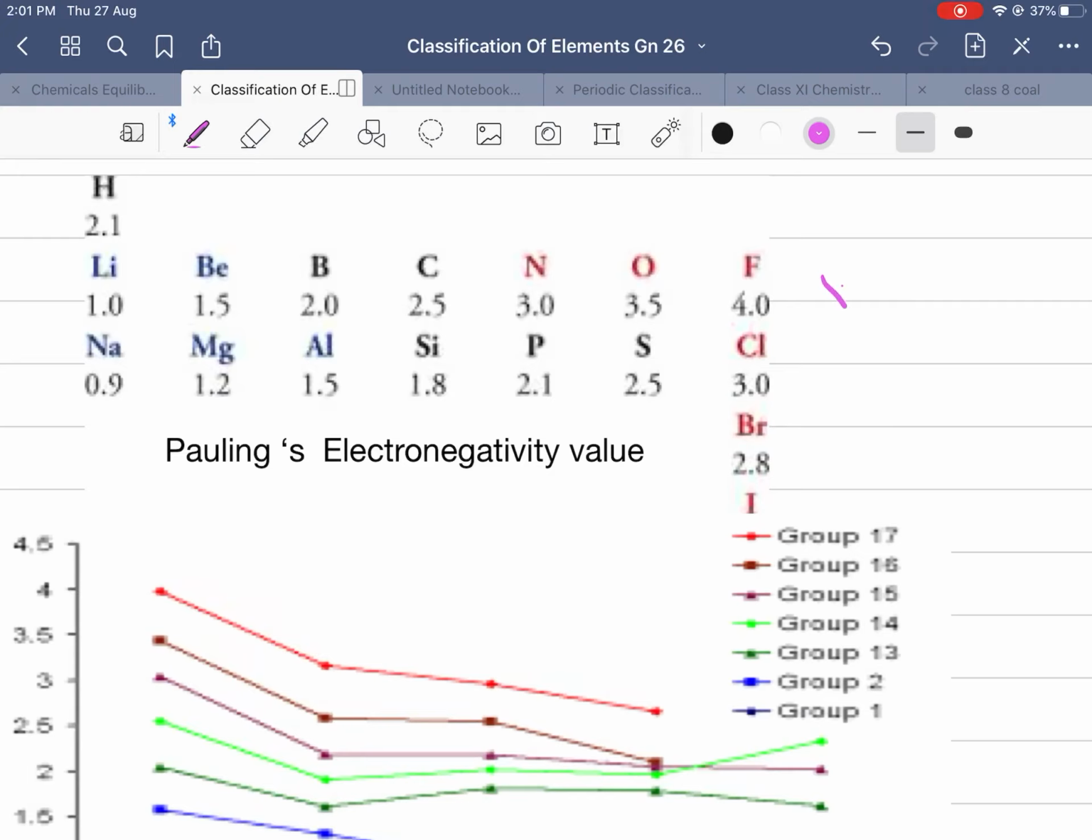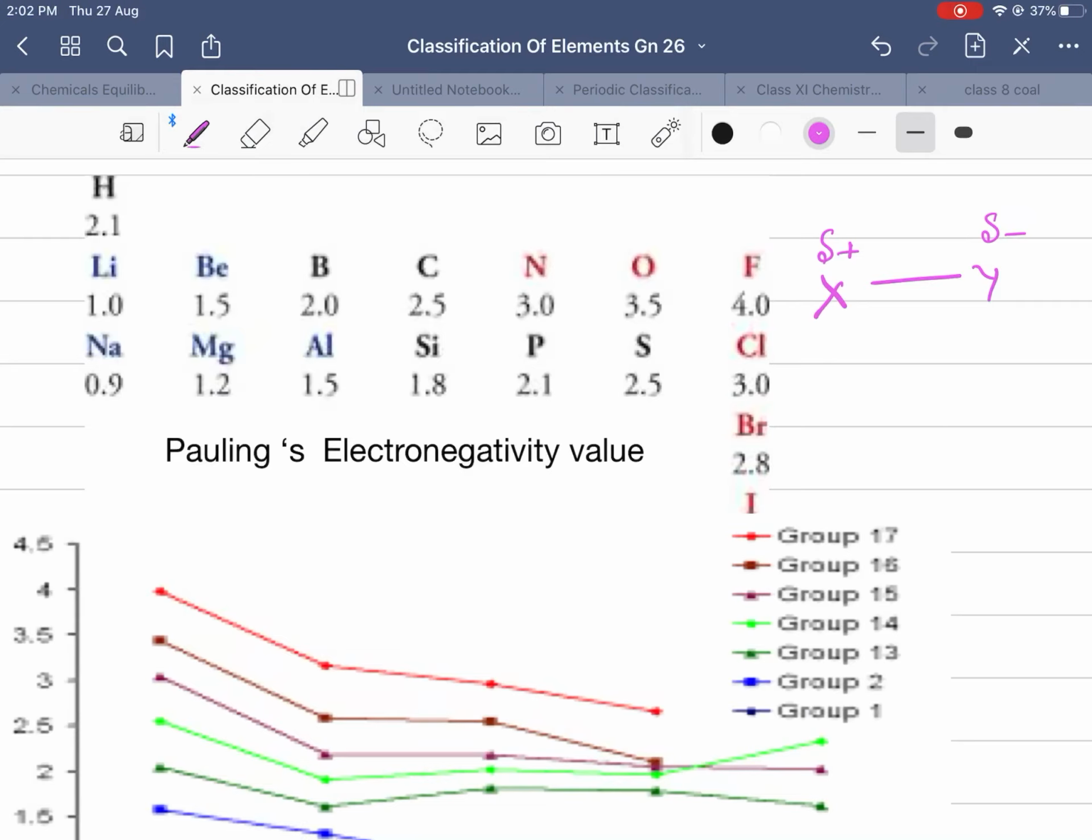Suppose X and Y have partial charges delta negative. Y having a delta negative sign means it is more negative than X, so it will attract the electrons towards itself. And hybridization also affects electronegativity because of the lower energy and hence greater electron attracting power of the s orbital. Hybridization we will discuss in the next chapter.